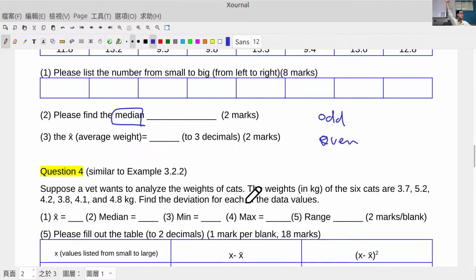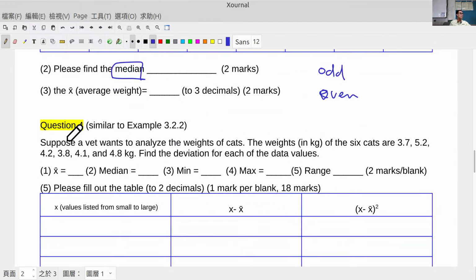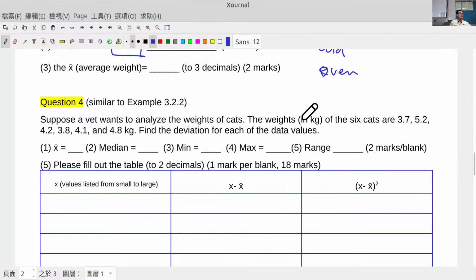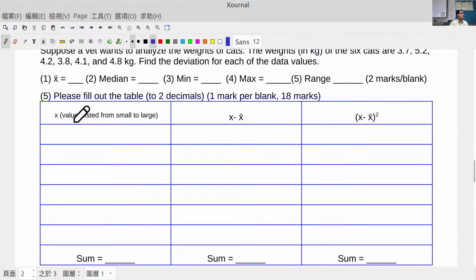Okay, let's move to question number 4. Question number 4, suppose a vet wants to analyze the weight of cats. The weights in kilograms of the 6 cats are 3.7, blah, blah, blah, like this. Find the deviation for each of the data values. X values listed from small to big.